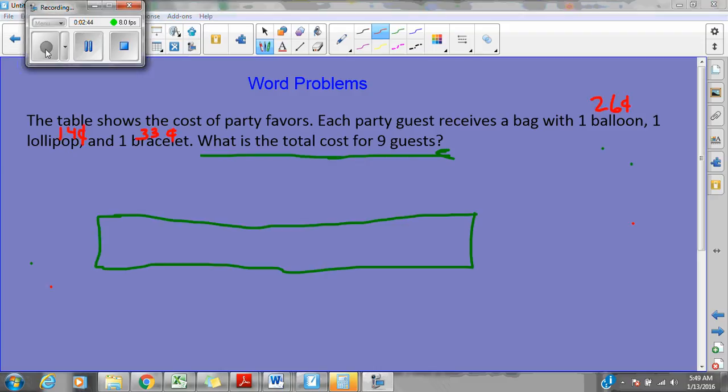So I went on and wrote down information. What do I know? I'm analyzing now. How can I pull together information I know to figure it out? I know that 1 balloon costs 26 cents, so I kind of wrote that in. I know that a lollipop costs 14 cents, and I know that a bracelet costs 33 cents. So I'm going to use that information and tape diagram to help me. So here I am. You and your partner figure out what you can put into the tape diagram to help you figure out the cost of 1.